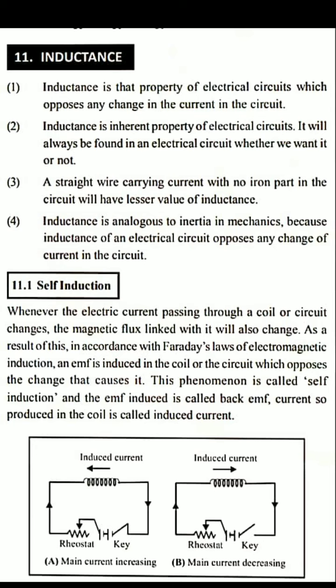Whenever the electric current passing through a coil or circuit changes, the magnetic flux also changes. As a result, according to Faraday's laws of electromagnetic induction, an EMF is induced in the coil, which opposes the change that causes it, as per Lenz's law. This phenomenon is called self-induction, and the EMF is called back EMF. The current so produced in the coil is called induced current.